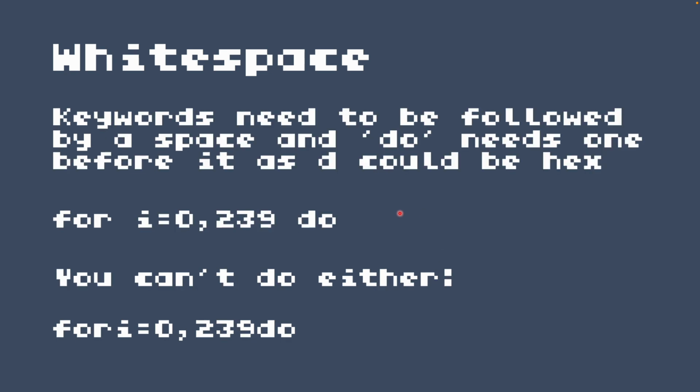So keywords need to be followed by a space, and do needs one before it, as the D could be hex. So if I take for I equal to 0 to 239 do, if I leave off the space there, that is going to be treated as a malformed number, and if I remove the space here, it's just not going to work because there needs to be a space after the keyword. So we can't do either of these optimizations.